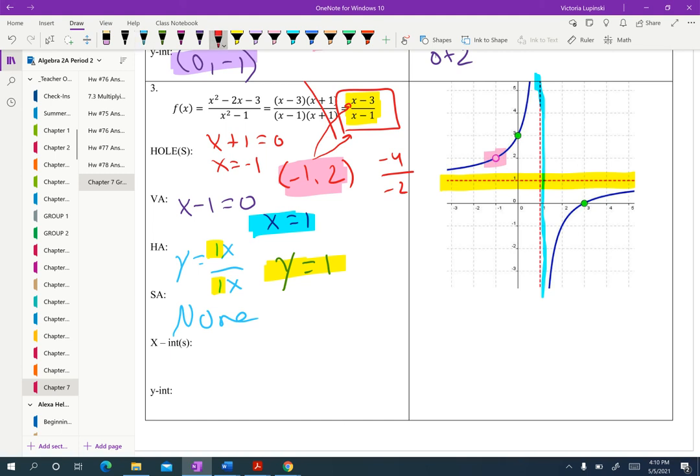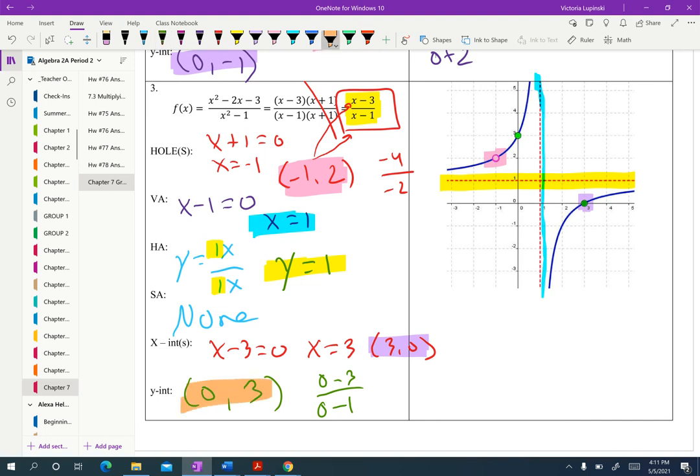X-intercept, you're going to set the numerator of the simplified version equal to 0, solve for x, and make it an ordered pair. So (3, 0). And again, (3, 0). Hopefully that's where the graph crosses. And then finally, the y-intercept, (0, something). You're going to put a 0 in for all the x's. So 0 minus 3 over 0 minus 1 gives you a positive 3. And would you look at that? I think it's safe to say that that is, in fact, the y-intercept.